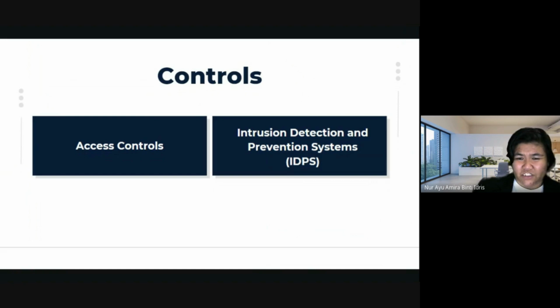So the next one, intrusion detection and prevention system, or called IDPS. So IDPS monitors network traffic and looks for patterns or signatures associated with known attack methods. So if it detects any suspicious activity, such as an attempt to exploit a vulnerability or an unauthorized access attempt, it will raise an alert. So IDPS can also take active measures to prevent attacks.